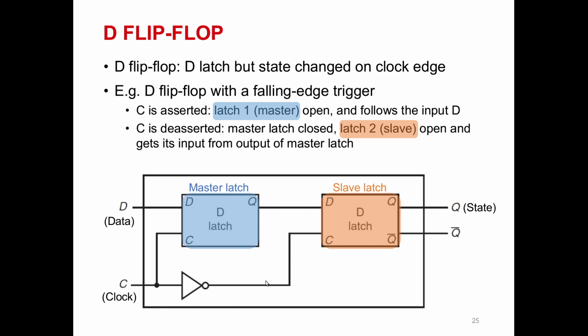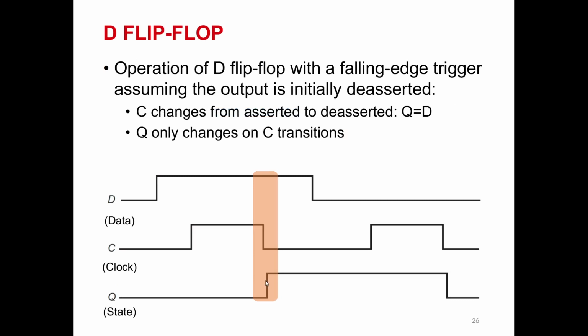high to low. So here you can see that when the clock changes its value from high to low, or at the falling edge of the clock, the value of D will be written into output Q. Similarly, at this falling edge of the clock, the value of D will be written into Q here.